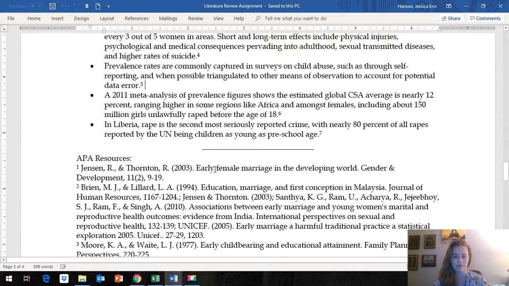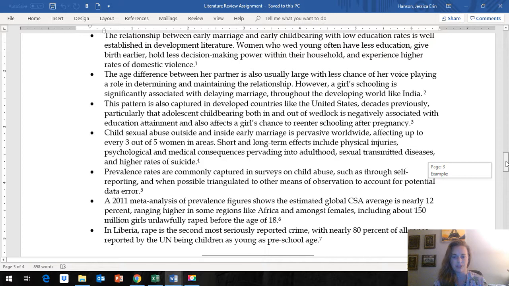I have the year, the title of the actual article, and then Gender and Development, which follows, is actually the name of the publication, the publishers that published it. And then the 11.2 is the actual issue of the publication, and the 9 through 19 is actually the page numbers. You don't need to offer all of this. You really only need to offer the last names of the author, the year of publication, the name of the publication, and when possible, the publisher. So this was one piece of information.